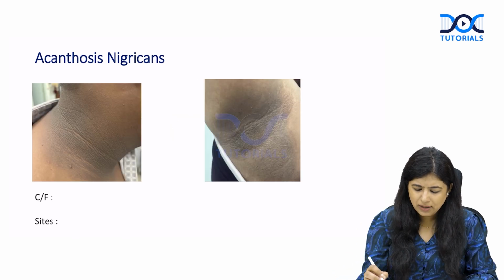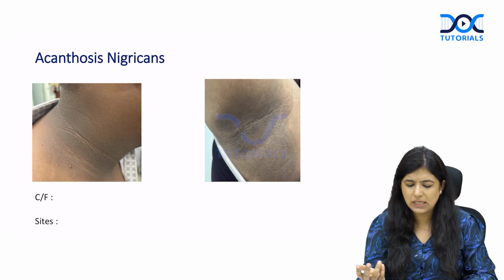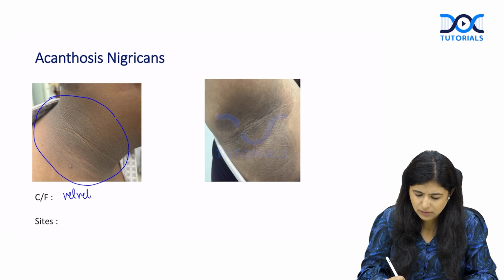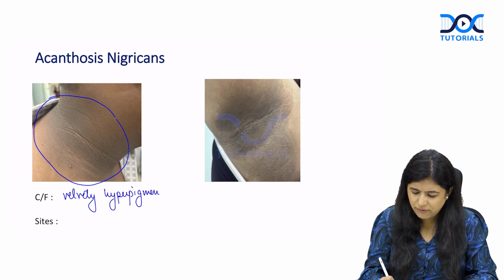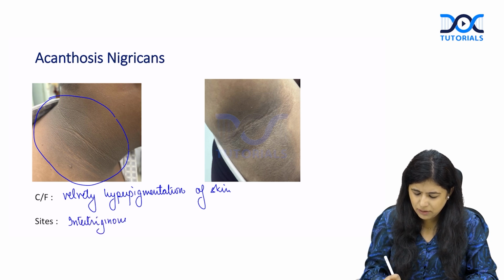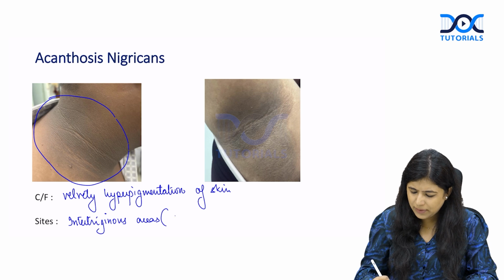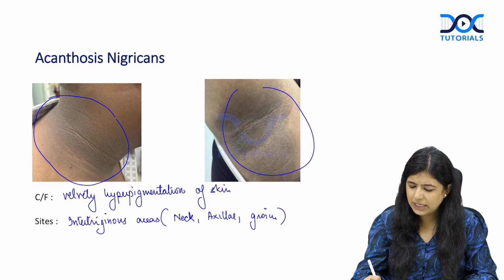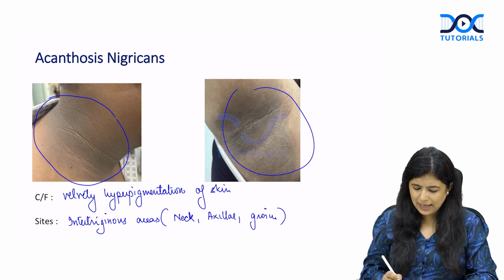How does it look clinically? Very, very common thing that you may have seen around you. You see this classic velvety hyperpigmentation of the skin, commonly seen in the intertriginous areas, that are the skin folds. Commonly the neck, axilla and the groin can be involved. So see, this is the velvety hyperpigmentation which we see in the axilla here.